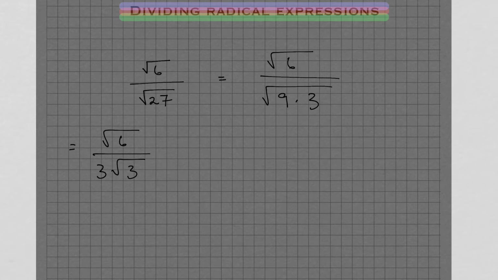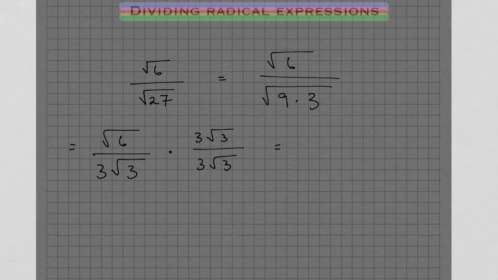Now what we need to do is get rid of this root sign in the denominator. To do that, it's pretty simple. We're going to multiply this by 1, but we're going to represent this number 1 as 3 times the root of 3 divided by 3 times the root of 3. Remember, anything divided by itself is 1, so we're not really changing anything. You can multiply anything by 1 and it still remains the same.